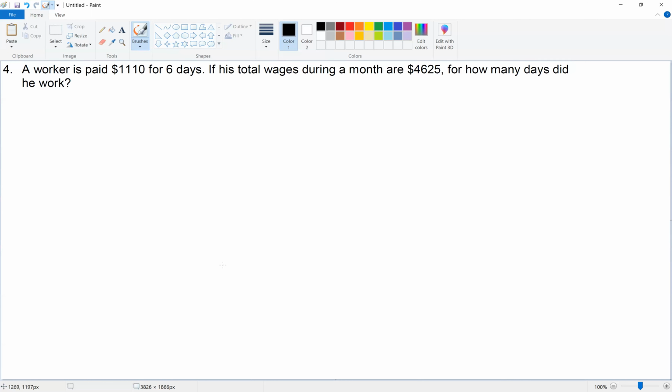Sharan. A worker is paid $1,110 for 6 days. If his total wage during a month is 4,625, for how many days did he work? So what is the question? How many days did he work? So how do I write it? Dollar on the left, day on the right, or day on the right, dollar on the left? Day on the right and dollar on the left. Perfect. So 1110, 6 days. What is the next step?